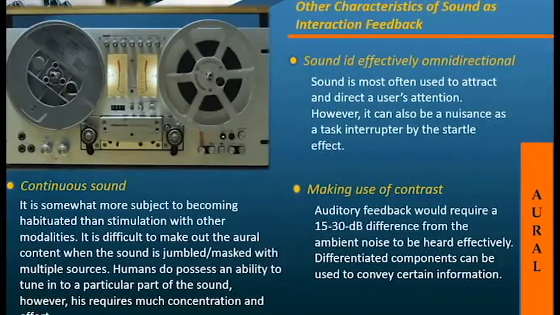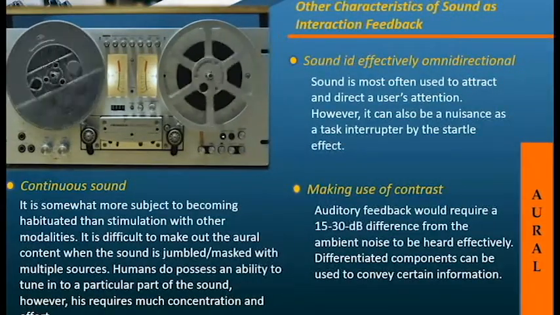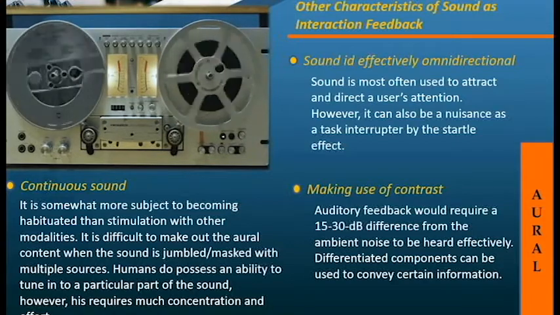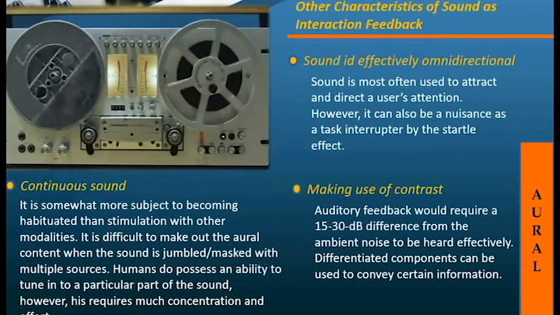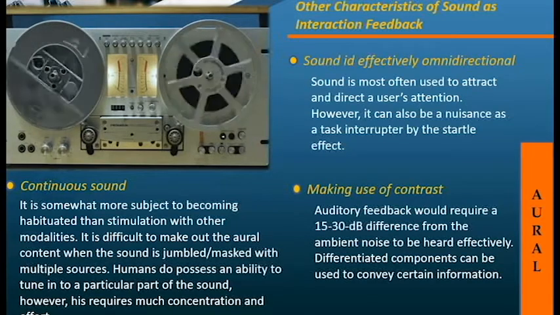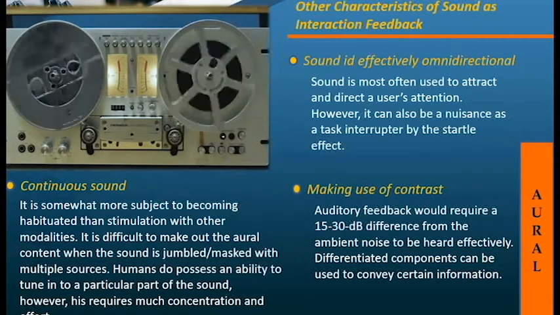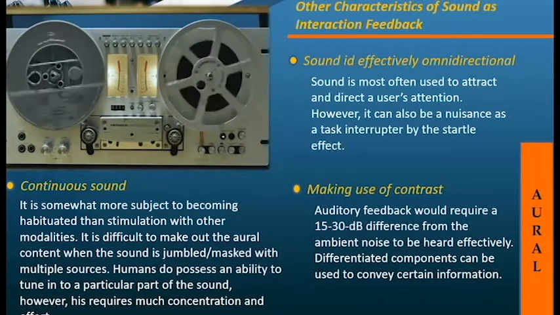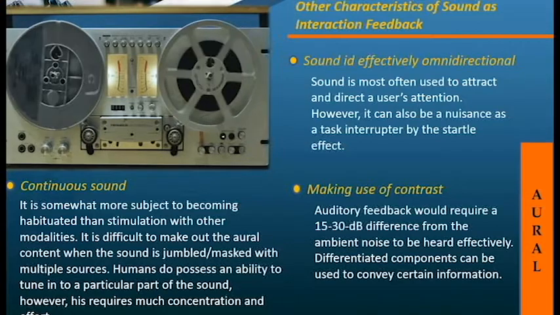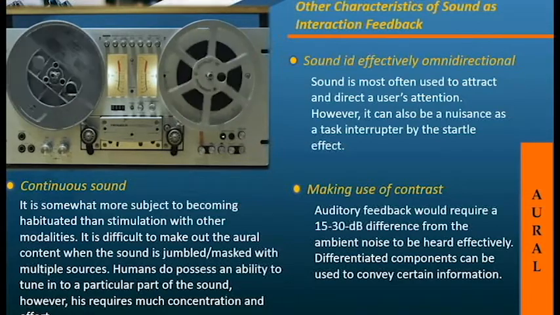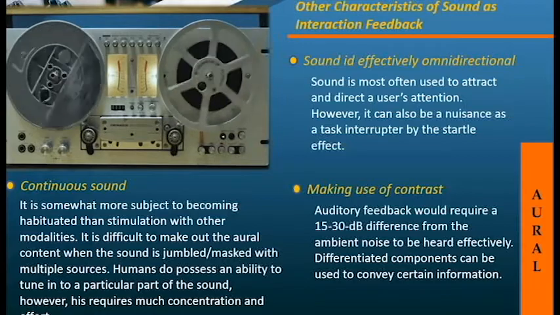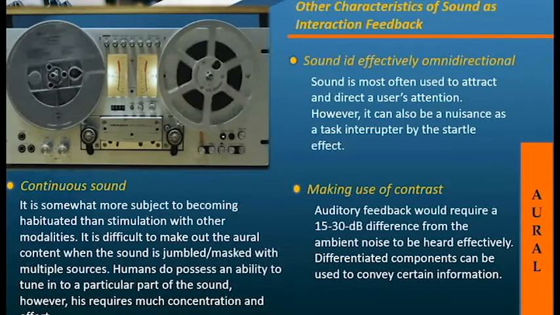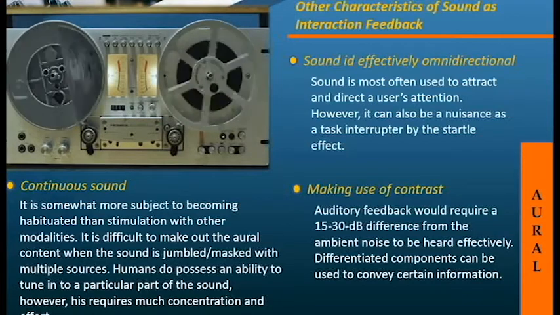We have also other characteristics of sound as interaction feedback. Sound is effectively omnidirectional, meaning the sound is most often used to attract and direct a user's attention. However, it can also be a nuisance as a task interrupter by the startle effect. So it can attract the user's attention, but it can also be a nuisance.